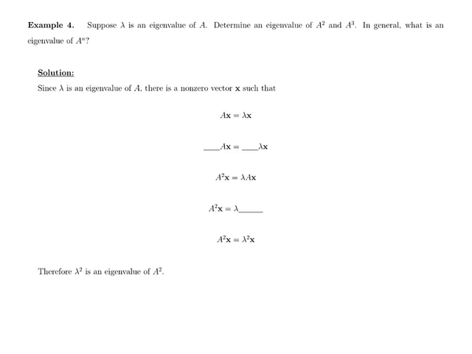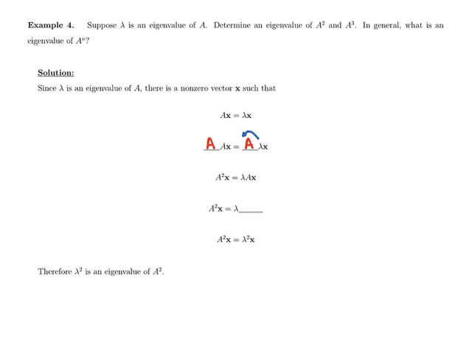So since lambda is an eigenvalue of A, there is a non-zero vector x such that Ax is equal to lambda x. And since I'm trying to find something about A squared, I'm going to multiply both sides of this equation on the left by A. This will give me A squared x on the left, and then I can factor the lambda out in front. It's a scalar, and I can write this as lambda Ax.